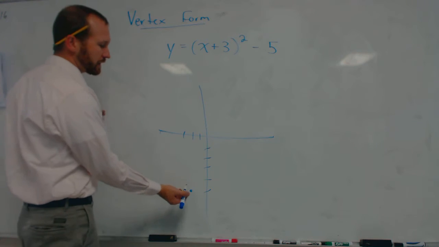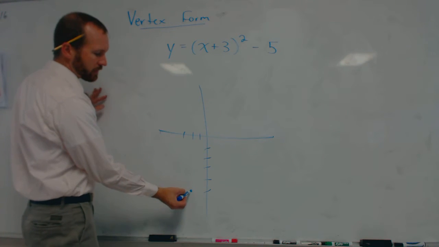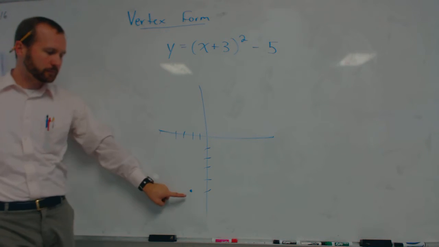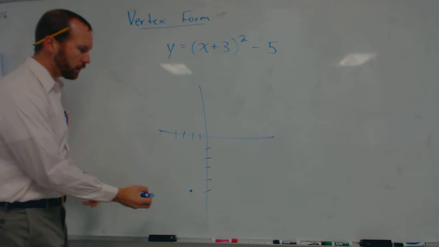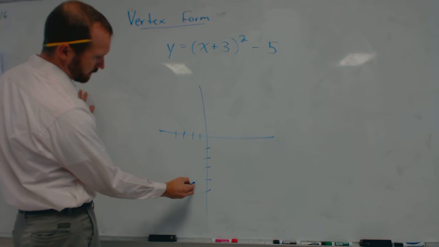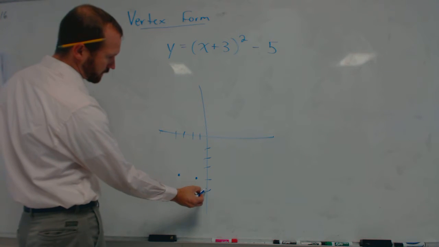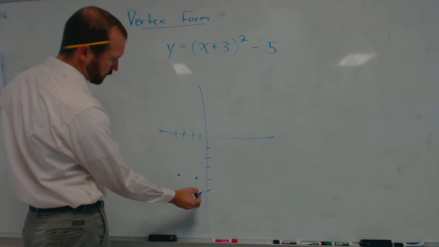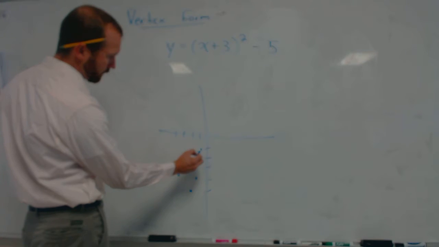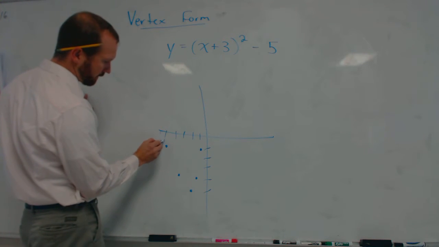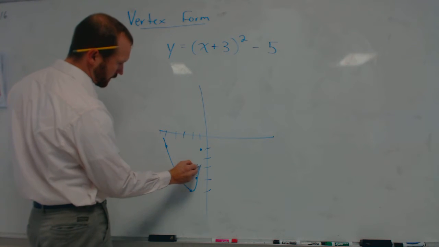Okay, opposite for x, same for y. So we're just using that pattern. Now I'm just going to go from this point over how many and up how many? Over 1, up 1, which is here, over 2, up 1, 2, 3, 4. And then I have my 5 points. I can draw my parabola.